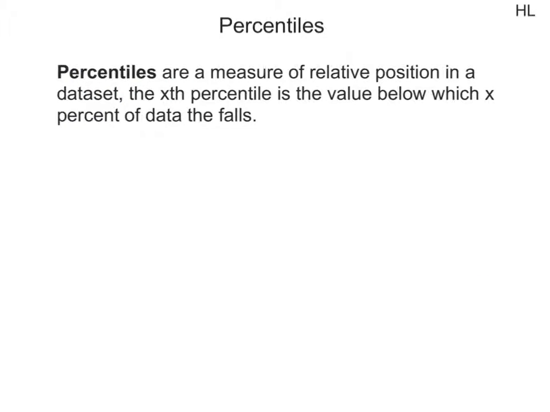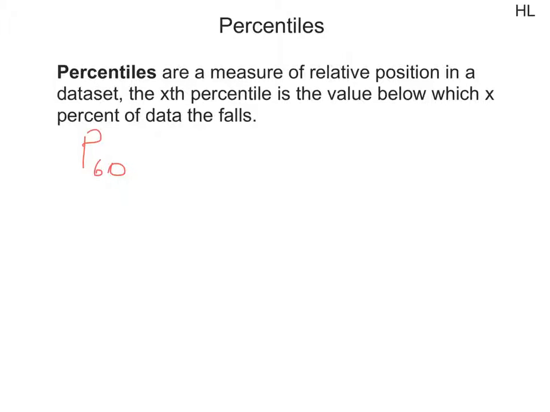This video follows from the video on range, quartile and interquartiles. Percentiles are a measure of relative position in a dataset. The xth percentile is the value below which x% of the data falls. By this I mean if you are told that you are at the 60th percentile on a test, then 60% of your class scored lower than you. We represent the 60th percentile as P60.